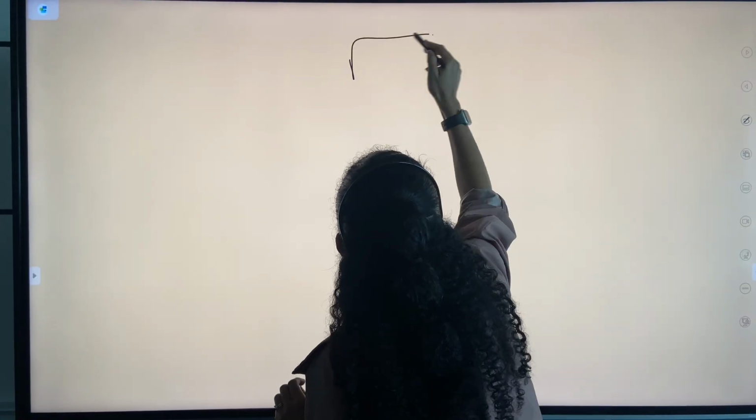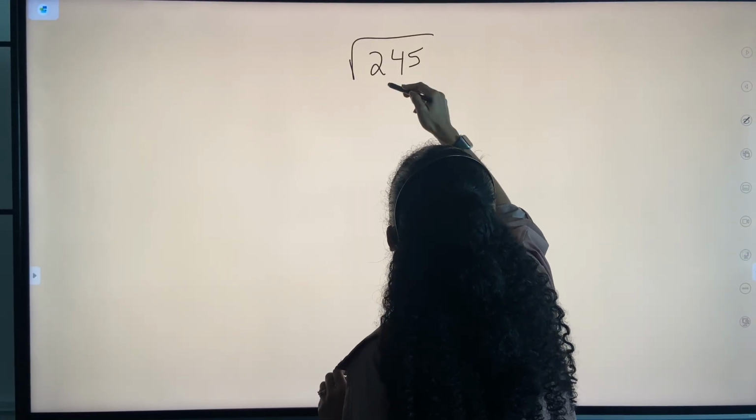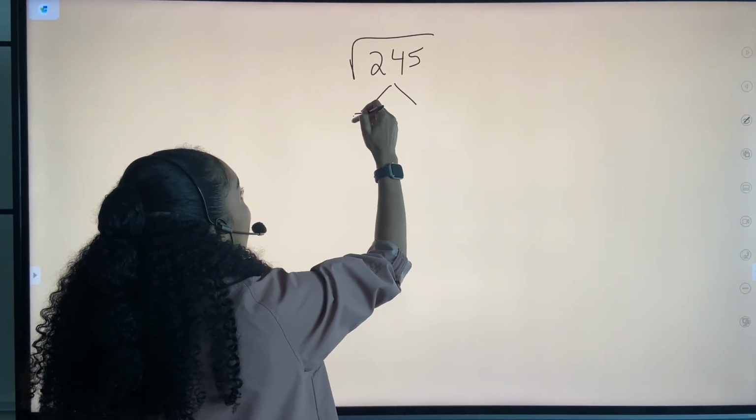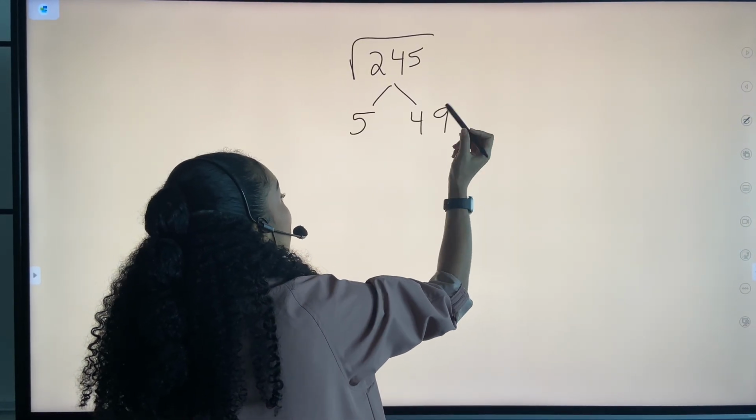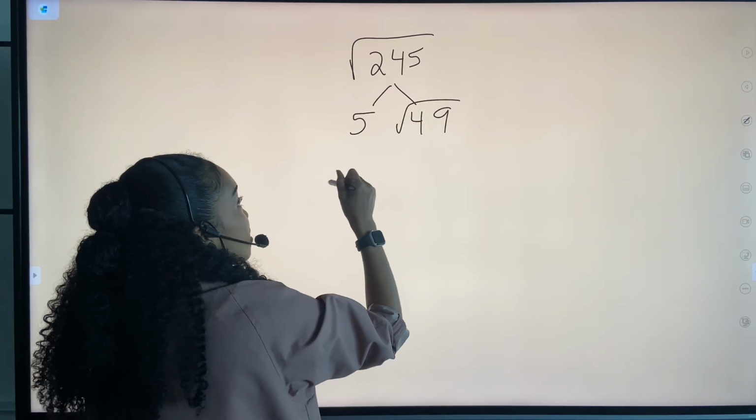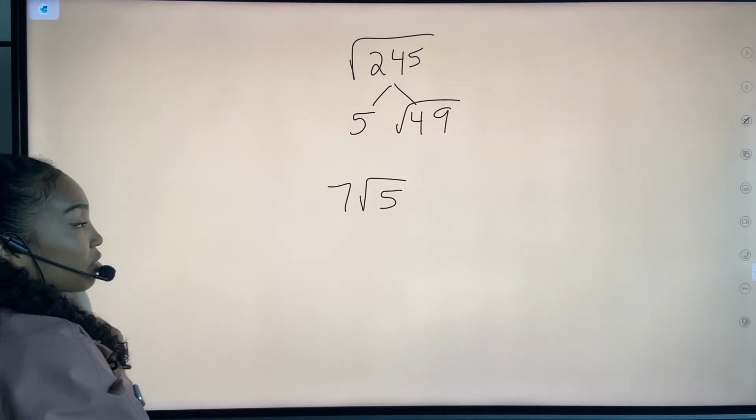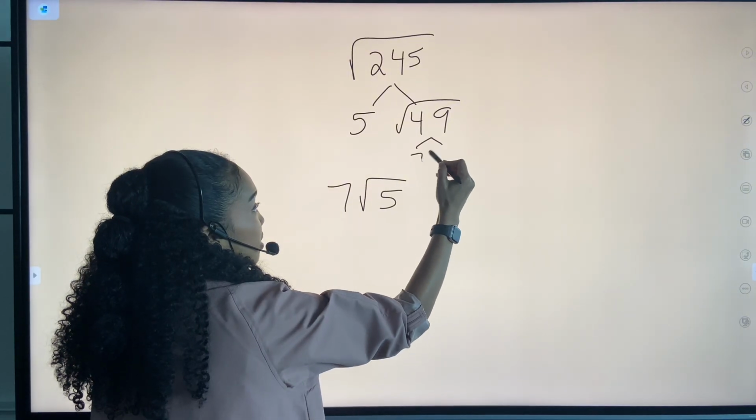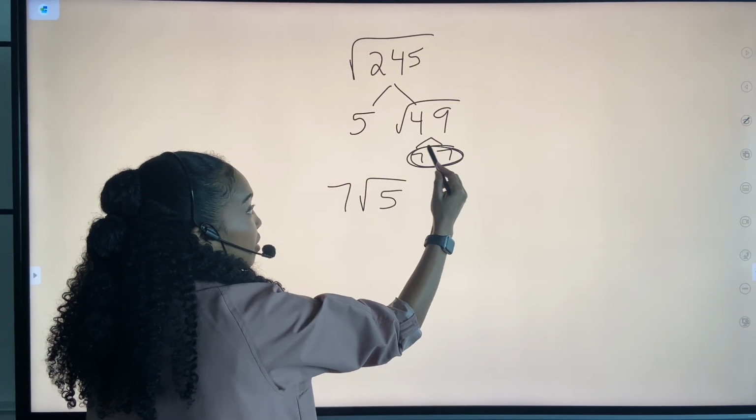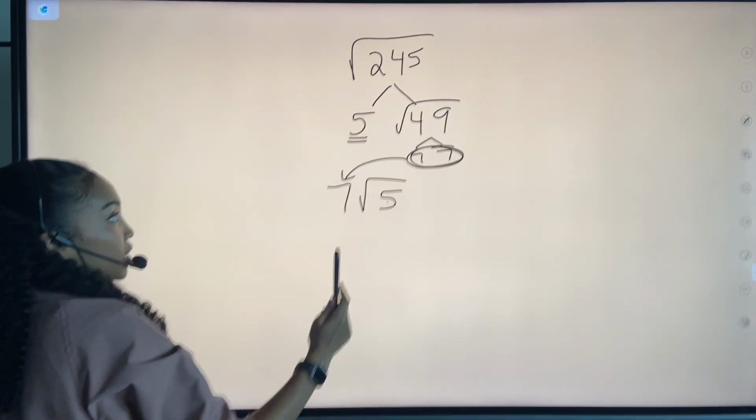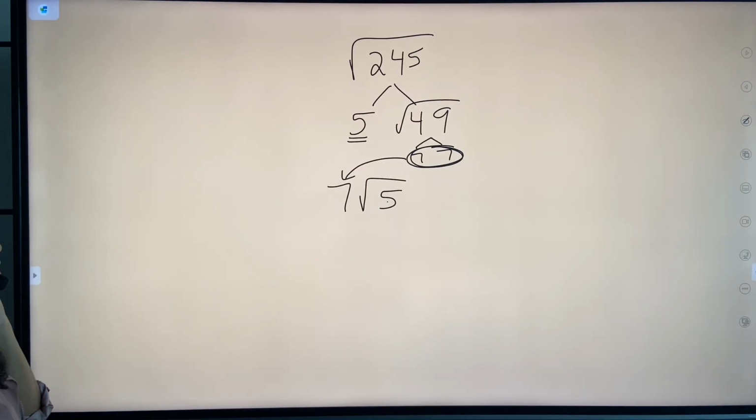So square root of 245. What are 2 numbers that can multiply to 245? 5 and 49. Oh, well, I know the square root of 49 is 7. So this is just 7 square roots of 5. However, if you kept breaking it down, you could do 7 and 7. That is your pair. It goes outside. This is not your pair, so that goes there. So this is your answer.